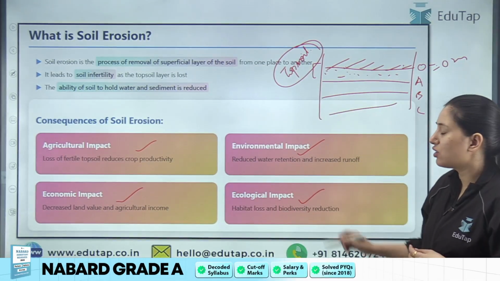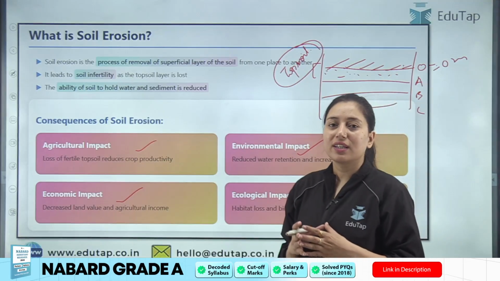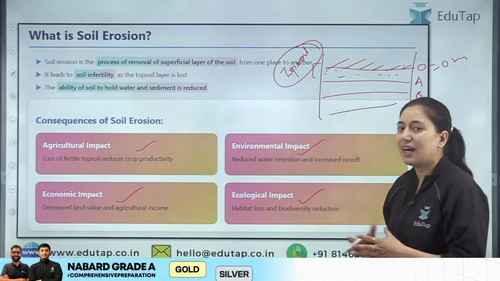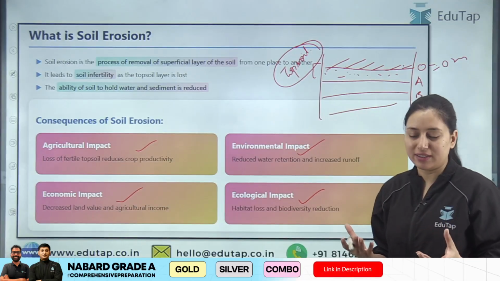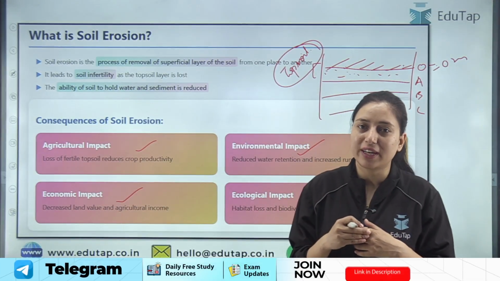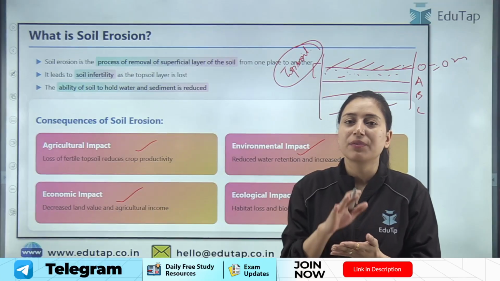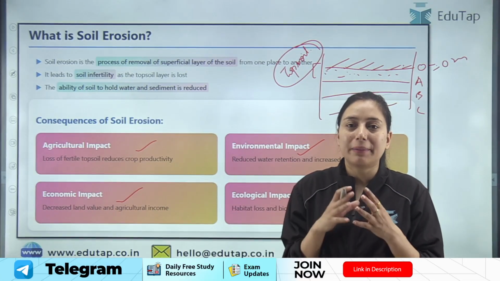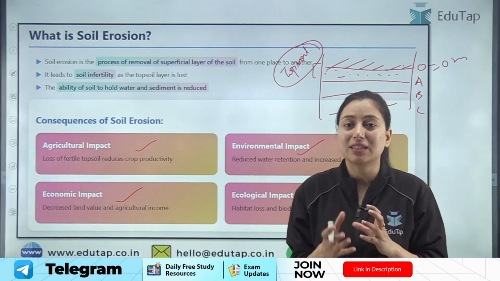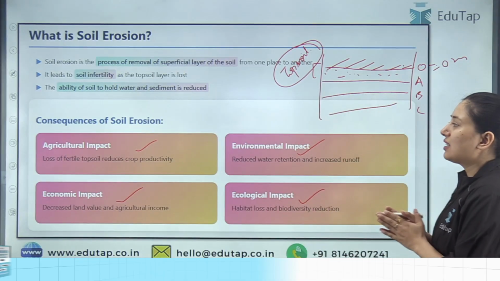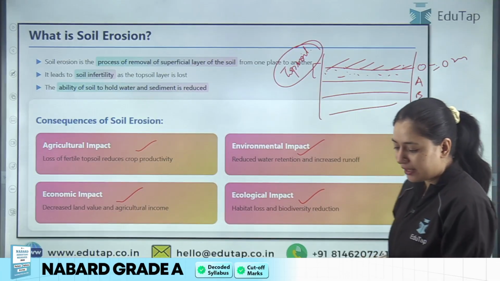Next, we have the ecological impact. So students, what are the different ecological impacts? Soil is the habitat of different microorganisms. Soil is a place to reside for the different microorganisms. And when the soil gets disturbed, when the soil gets washed off from one place to another place, what will happen? The habitat of these microorganisms will be disturbed and it will cause ecological imbalance, right? So these are the different consequences of soil erosion.